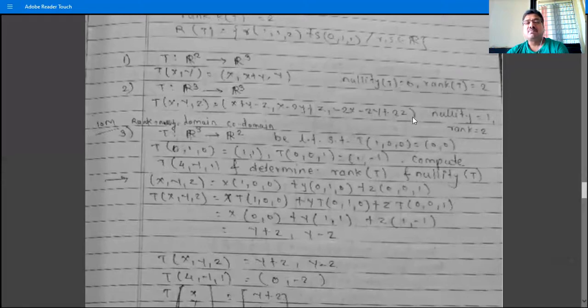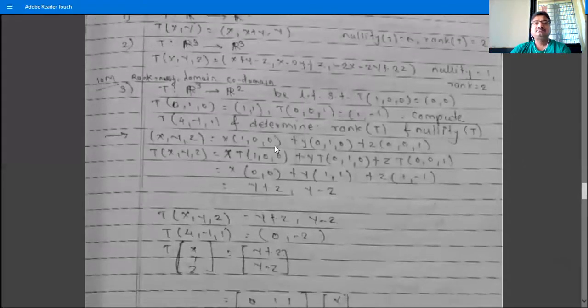This is another example, from R3 to R3, defined like this: T(x, y, z) = (x + y - z, x - 2y + z, -2x - 2y + 2z). Find rank and nullity. The nullity is 1 and the rank is 2.